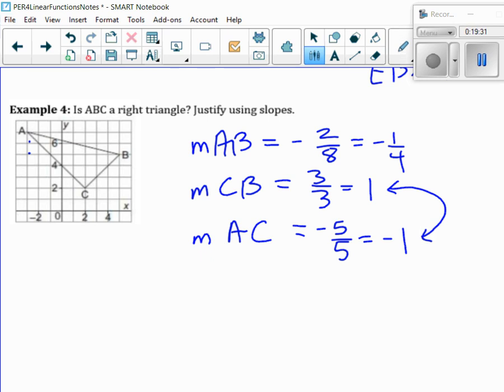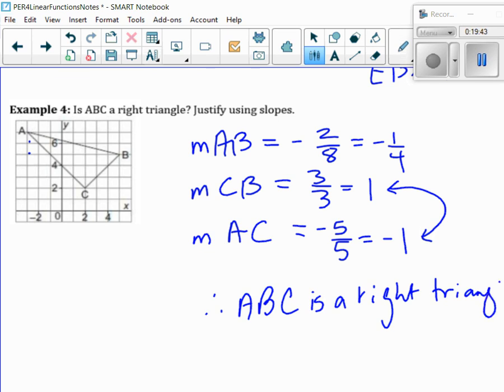So did we answer the question? Not yet. This is all our justification, but we got to answer, is ABC a right triangle? Therefore, ABC is a right triangle since CB is perpendicular to AC. Done.